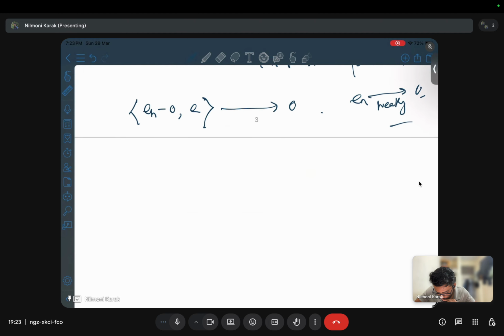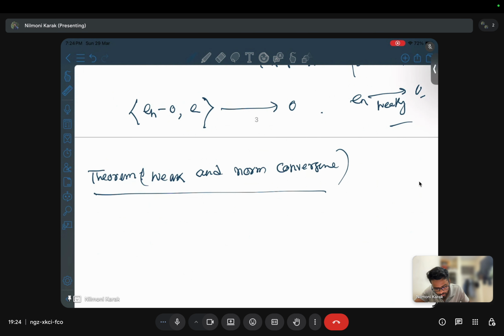Now we see the weak and norm convergence theorem. So suppose Vn, this is weak convergence.